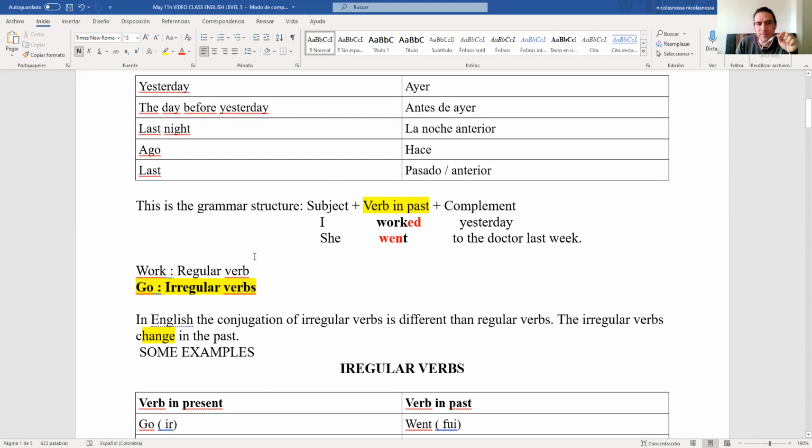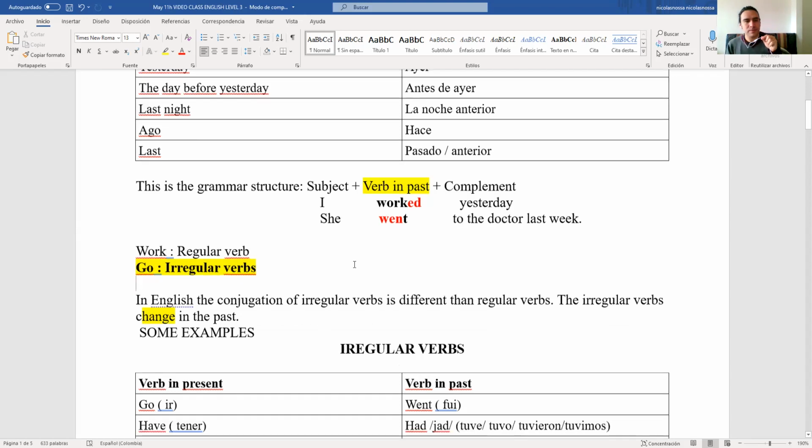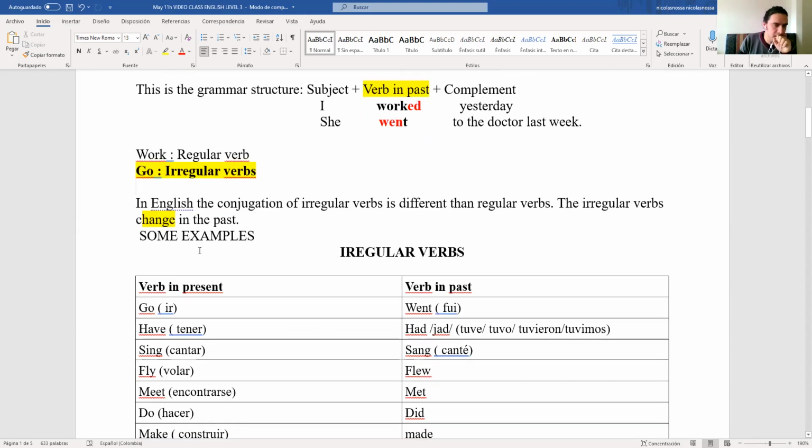Irregular verbs. ¿Listo? Acuérdense, los regulares son con ed. Entonces le pongo la ed y ya queda conjugado el verbo. Los irregulares ya vamos a ver cómo son. In English, the conjugation of irregular verbs is different than regular verbs. The irregular verbs change, esa es la palabra clave, change in the past. Los irregulares cambian en el pasado, ¿listo?